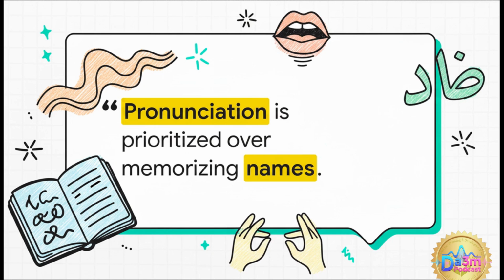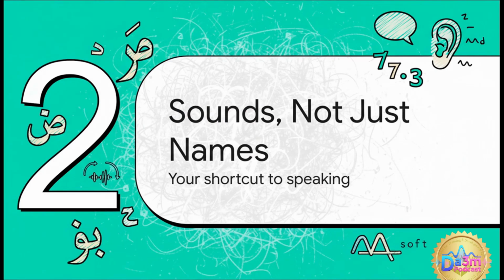When you prioritize the sound, the pronunciation, you start building the muscle memory for speaking and listening from minute one. It's a direct path to actually using the language, not just studying it. Okay, so that's the plan. But how do we even talk about sounds that we don't have in English?